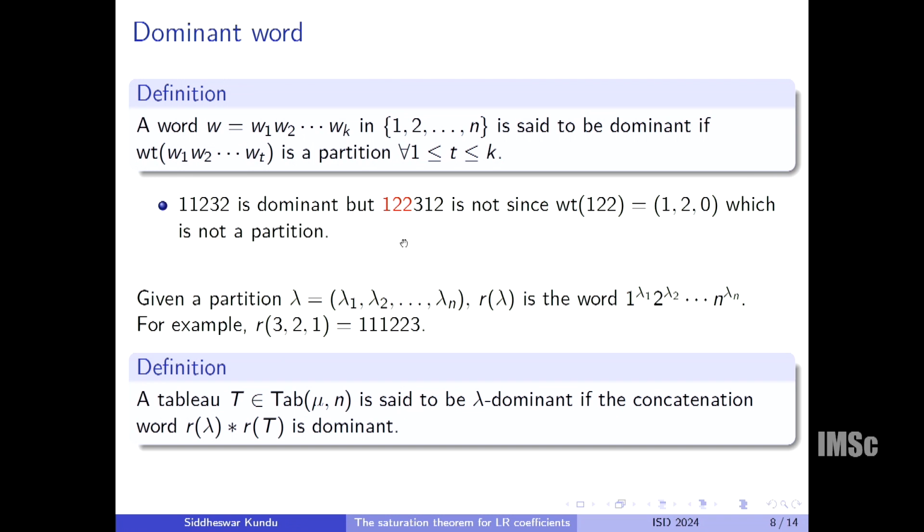Now, given a partition lambda = (lambda 1, lambda 2, ..., lambda n), I define R lambda as the word in which 1 comes lambda 1 times, 2 comes lambda 2 times, and n comes lambda n times. As an example, R of (3, 2, 1) is 1, 1, 1, 2, 2, 3. Now, what is a lambda-dominant tableau? A tableau T belonging to Tab(mu, n) is said to be lambda-dominant if the concatenation R lambda star R T is dominant.